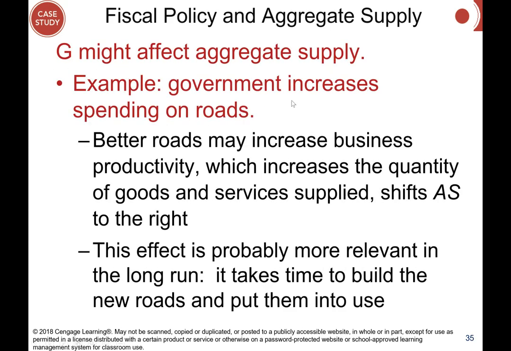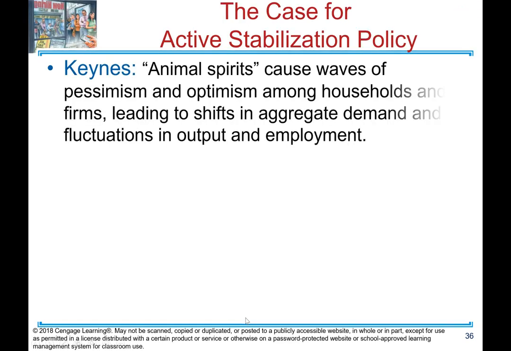Government spending might also affect aggregate supply. For example, government increases spending on roads. Better roads may increase business productivity, which increases the quantity of goods and services supplied and shifts aggregate supply to the right. This effect is probably more relevant in the long run. It takes time to build new roads and put them into use.